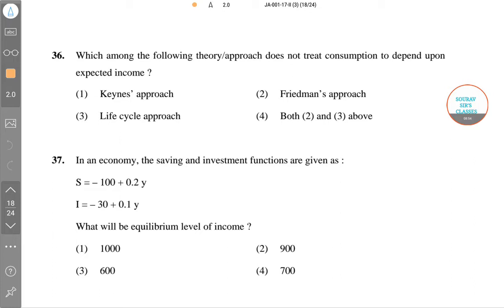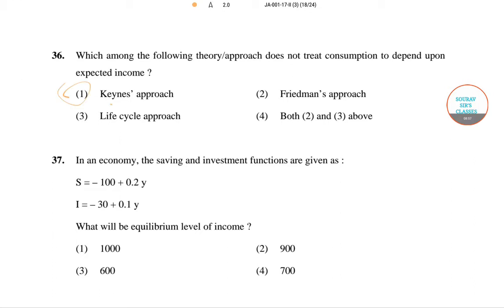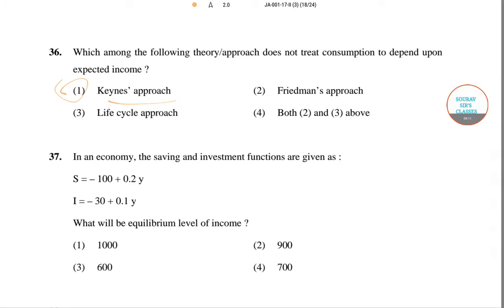For question number 36, the right answer is A, because Keynes's approach is what is known as the absolute income hypothesis. In the absolute income hypothesis, consumption does not depend on expected income. Now I'll go to the next question, which is question number 37.